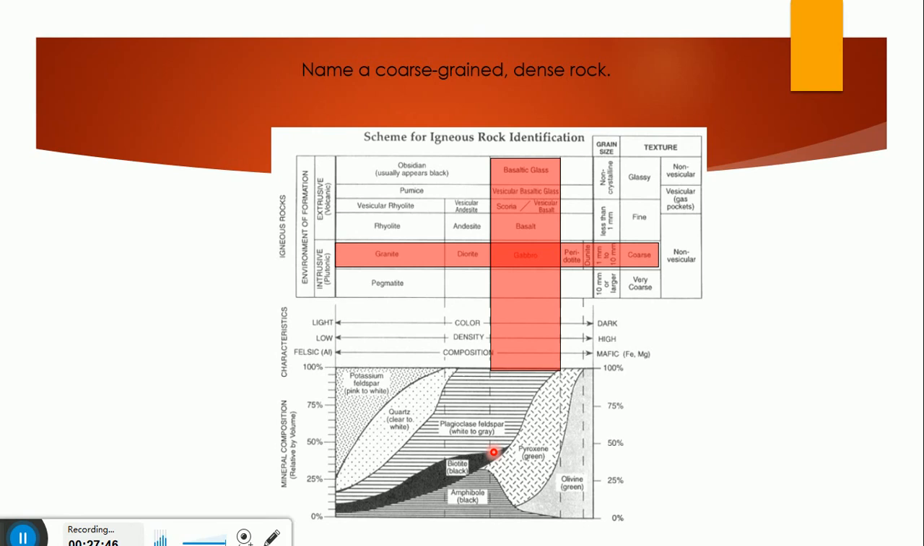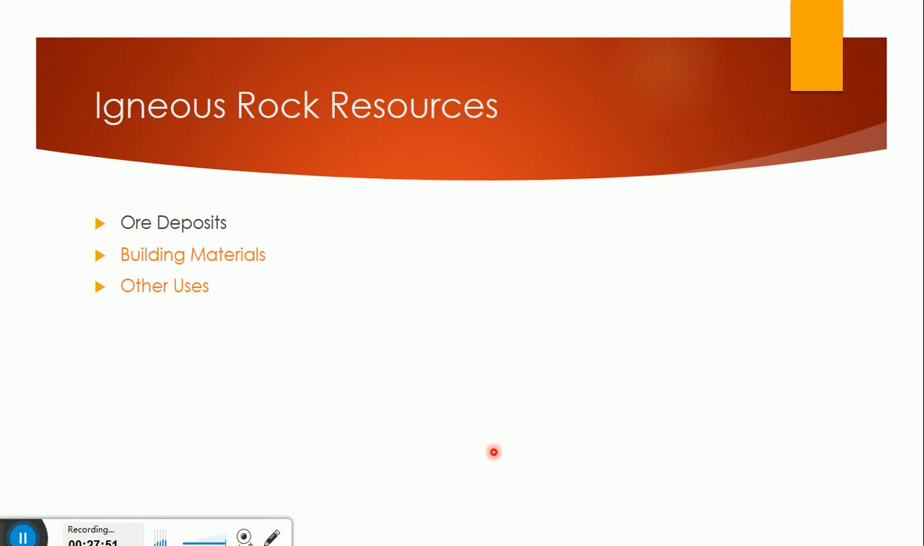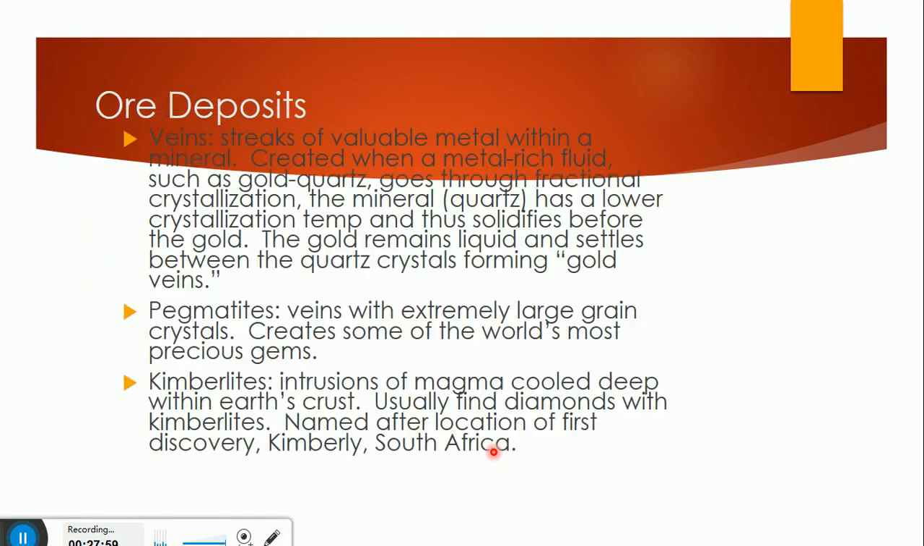For the gabbro basaltic rock, come to igneous rock resources for ore deposits, welding materials and other uses. Veins are valuable for ore deposits. In igneous rock, the valuable metal within a mineral is created when a metal-rich fluid such as gold and quartz goes through fractional crystallization. The mineral quartz has a lower crystallization temperature and thus solidifies before the gold. The gold remains liquid and settles between the quartz crystals, forming gold veins.